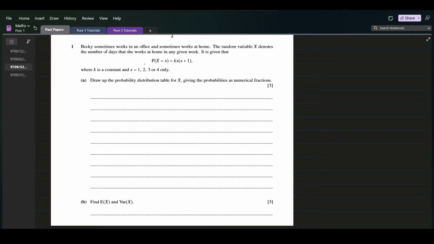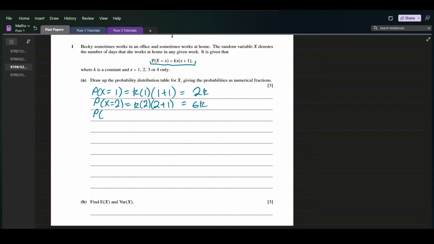Okay, so we have been given the function that we can use to evaluate the probabilities. So let's start by evaluating the probability that X is equal to 1. That becomes k, and wherever there's an x, substitute with 1. So this becomes 1 plus 1 inside the brackets, and this simplifies to give us 2k. We'll do the same for x equals 2. So this becomes k times 2 times (2 plus 1), which gives us 6k.